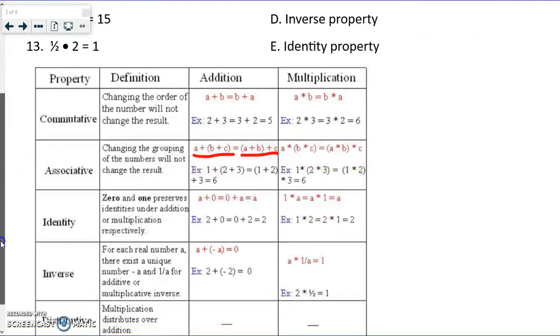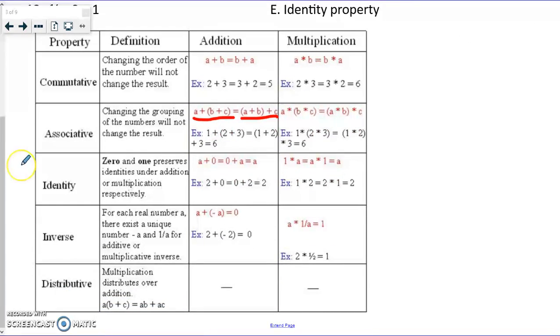Then on here we have identity. Okay, so identity is when you do something to a number and it doesn't change the number. So for addition, identity is 0 because that means adding 0 does not change the number. For multiplication, identity is 1 because multiplying anything by 1 does not change the number as well. So identity is when you begin and end with the same thing. So whatever you add or multiply does not change the value. So if you add 0, it's identity. If you multiply by 1, it's identity.